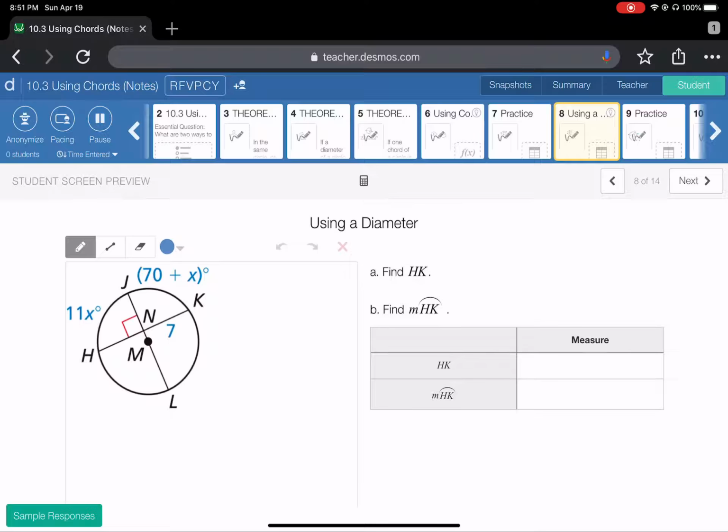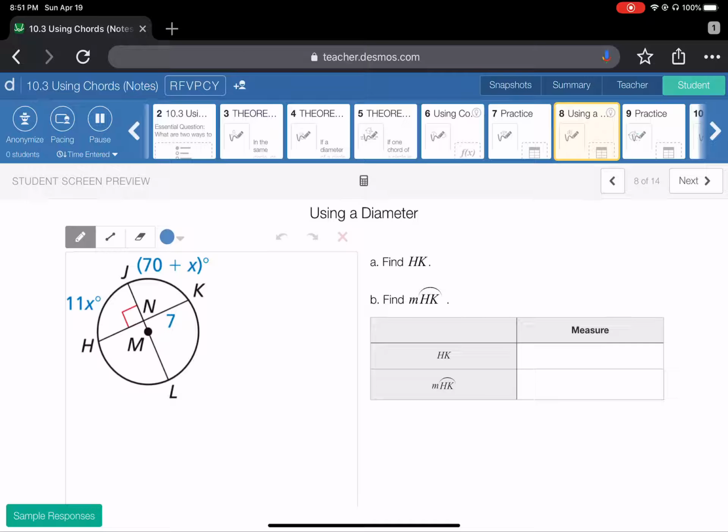Okay, next we're going to have to use our other theorem. Using the diameter, here JL is our diameter, and we see it's creating a 90-degree angle. So we know that it is bisecting two different things in half. We're going to use this to find HK. What is HK? HK is from here to here. So we want that piece right there. How long is that piece?